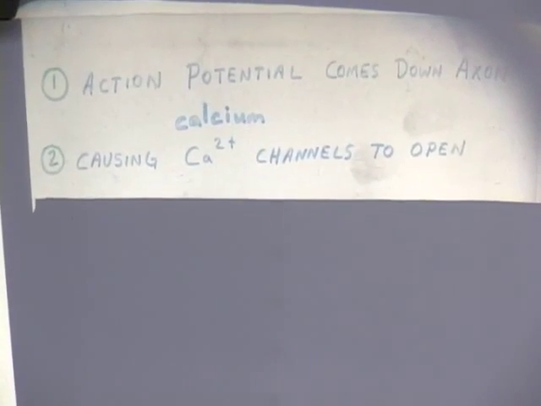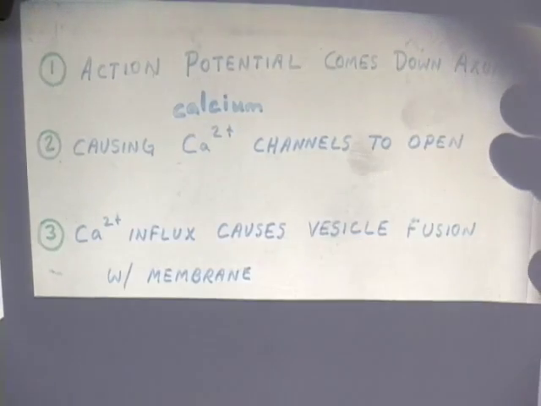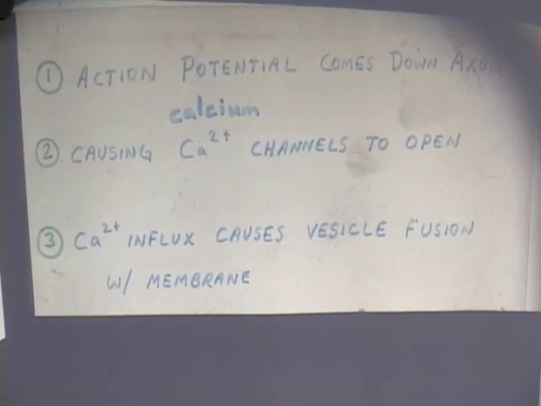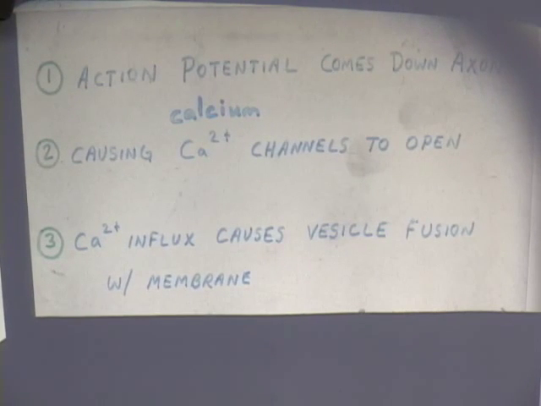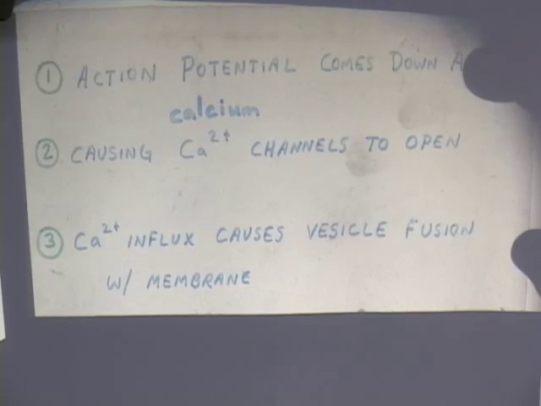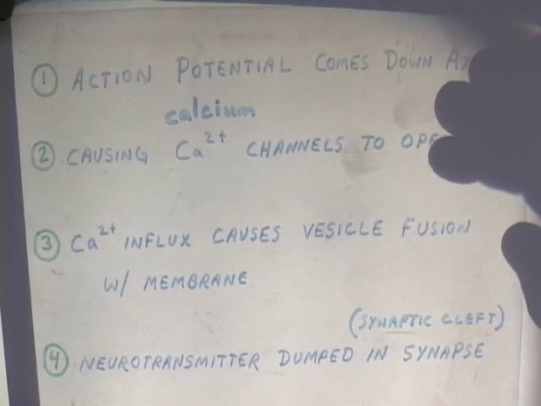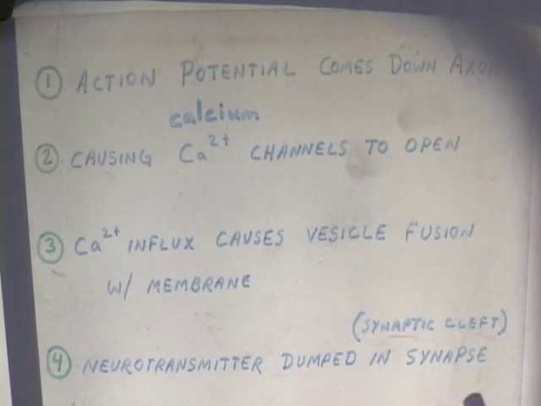So at this point, it's all more or less an electrical thing. The action potential comes down, the calcium channels open, the calcium influx causes the vesicles to fuse with the membrane. It varies from neuron to neuron, but on average, you can imagine about 200 of these vesicles are present in the synapse here, the terminal button of any neuron. As soon as they fuse, they dump the neurotransmitter into the synapse.